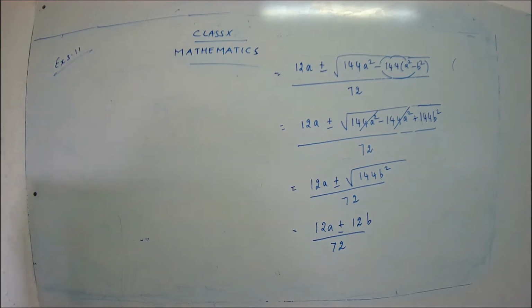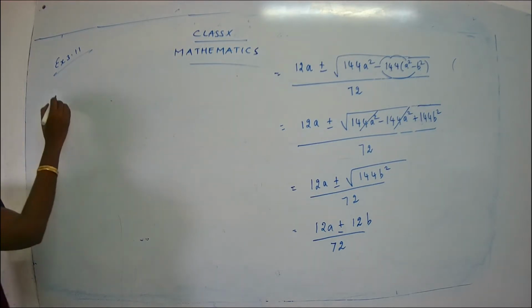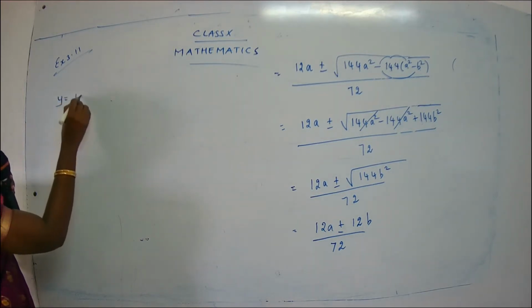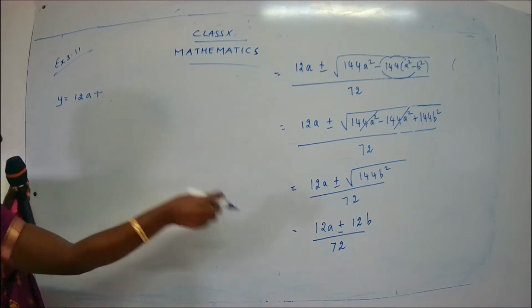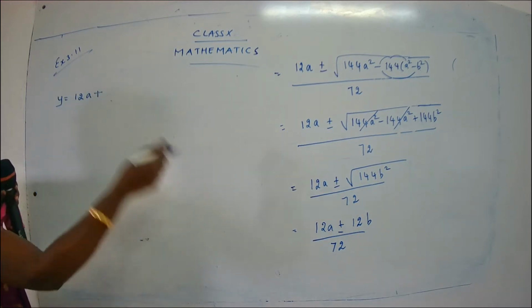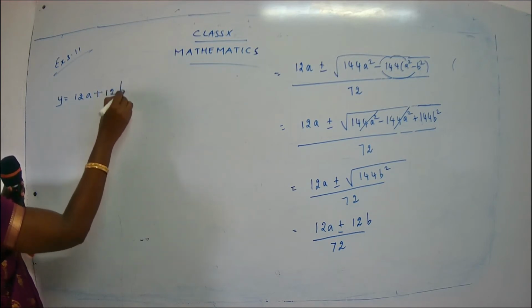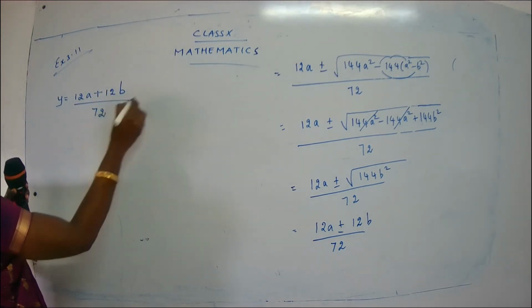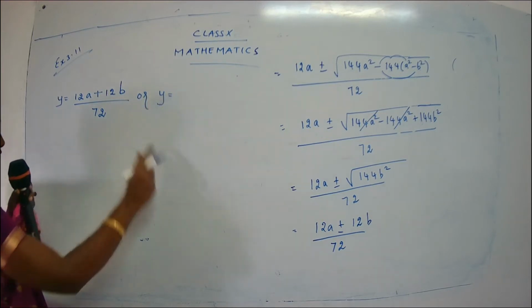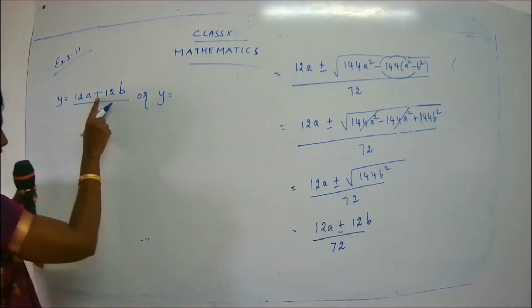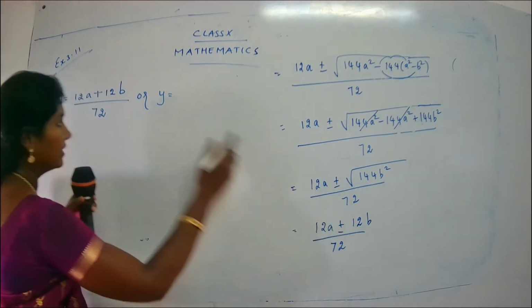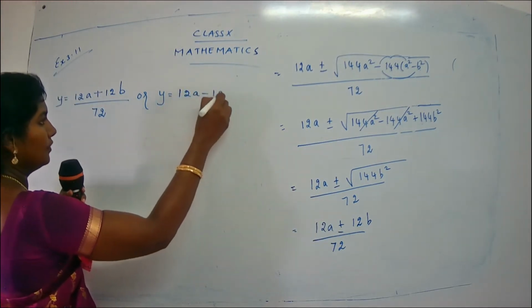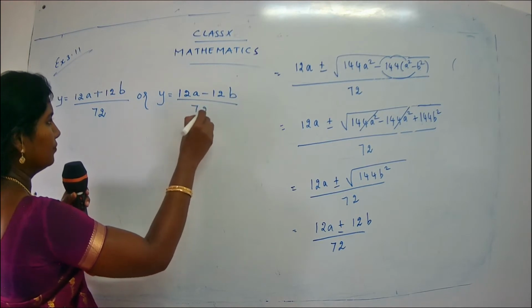Okay. So first, 12a plus minus 12b. What I do is I just break the signs. So I get here y. So y is equal to 12a plus... First I am taking a plus sign and then I will take the minus sign. So 12a plus 12b upon 72, or y is equal to... First I have taken the plus sign and now I am going to take the minus sign. So 12a minus 12b upon 72.